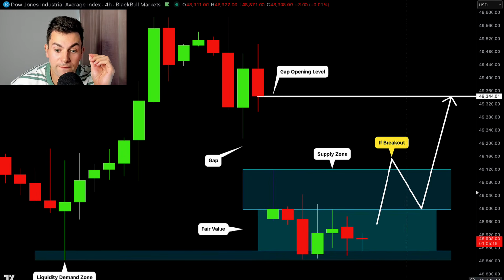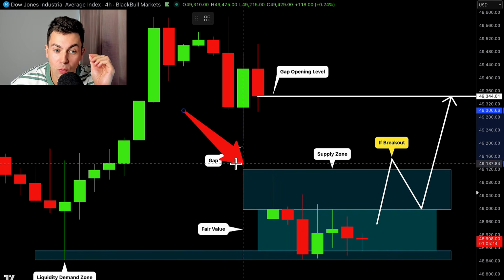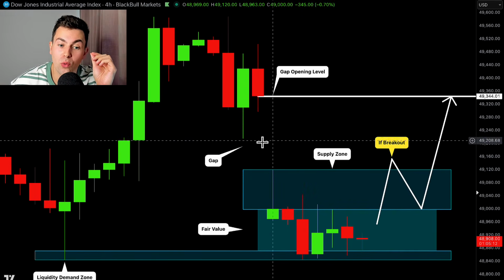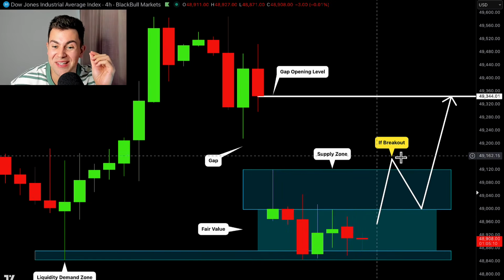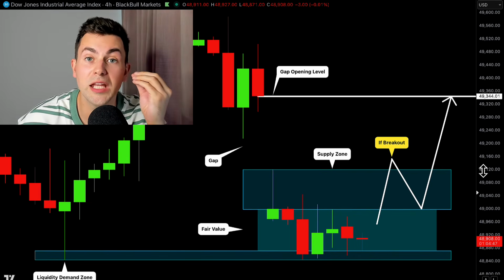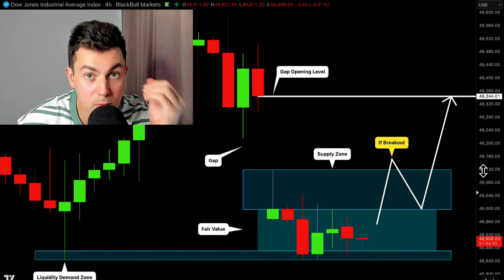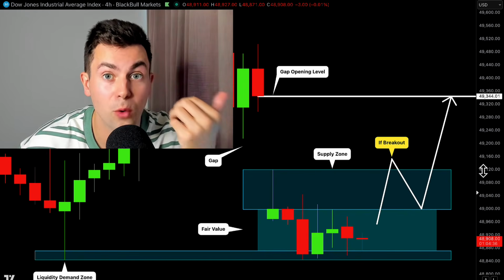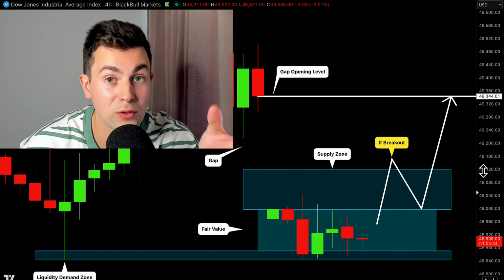In order to confirm that the market will fill our gap down opening, we will simply need to wait for a breakout of this liquidity supply zone, and we will need to strictly wait for a candle close above that. It will signify that buyers took control and that the market makers overestimated the impact of the news.